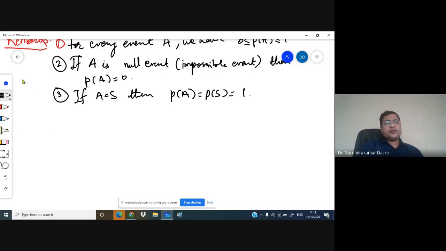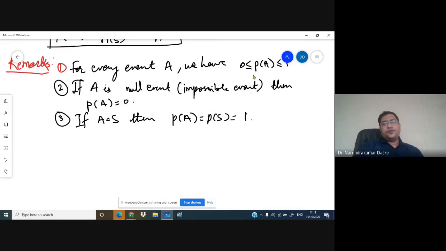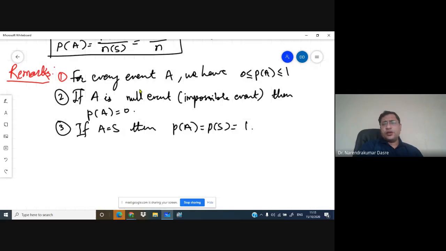So this inequality that we have seen, 0 less than or equal to probability of A less than or equal to 1: we have 0 when it is an impossible event or null event. For example, you are rolling a die and you ask for 7, which is not possible. Or if you are rolling a die and you ask for 0, it is again not possible.